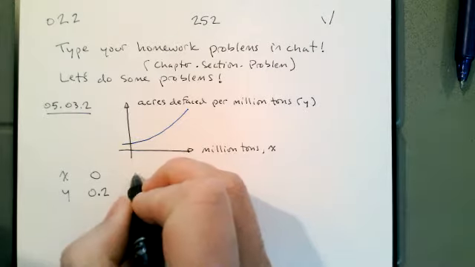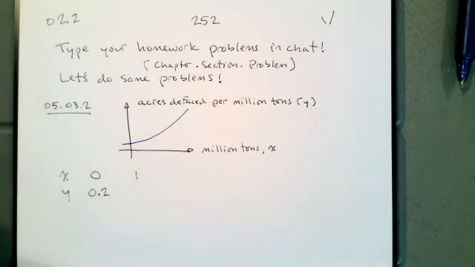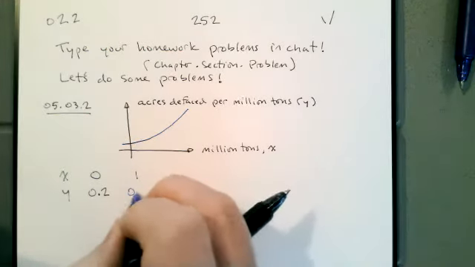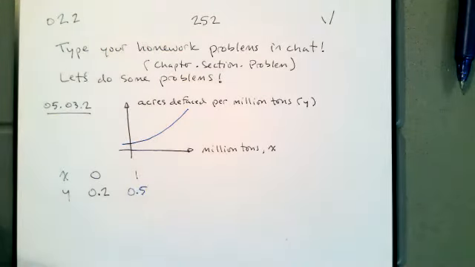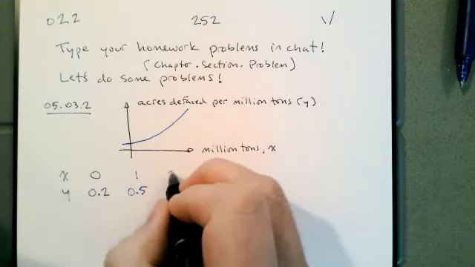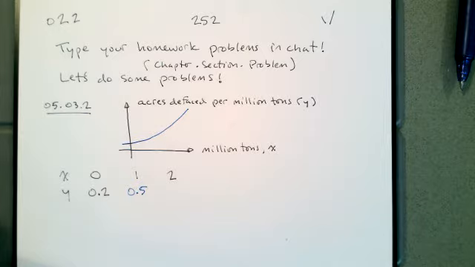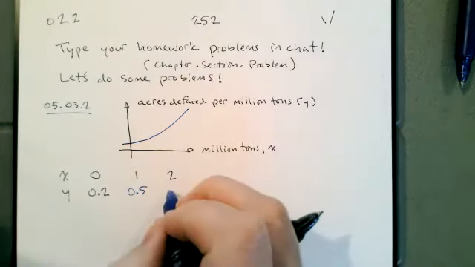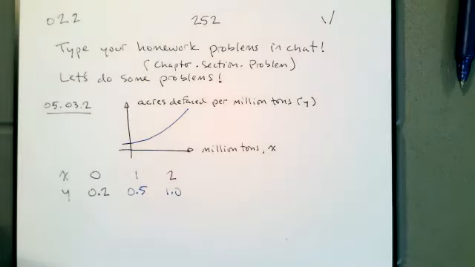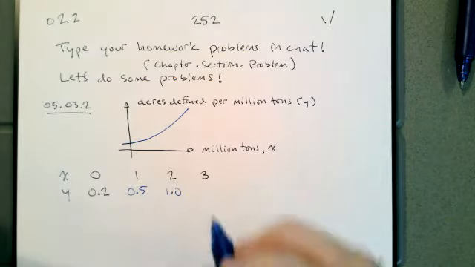So we have to come up with a value for what's going on at 1, and we have to estimate what that is. So I'm going to estimate that to be, I think I used 0.5 when I did the problem. And then on 2, when x is equal to 2 million tons, then we are defacing 1 acre per million tons. And then at 3, it looks like we're going through 2.